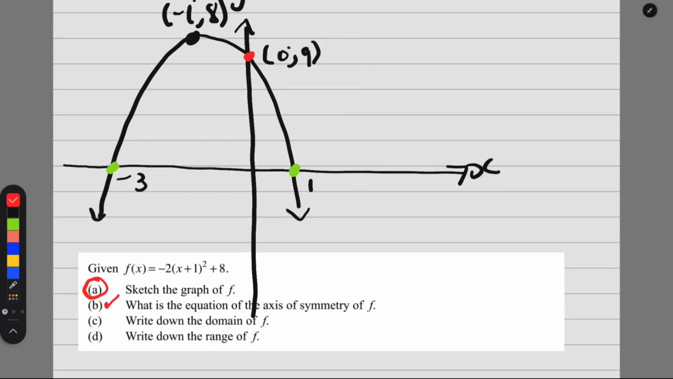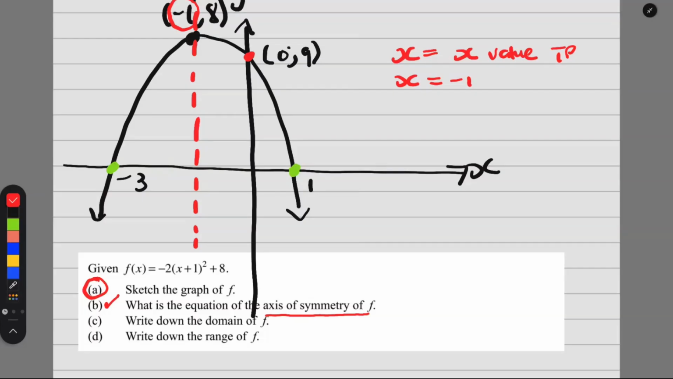Okay, we have answered this first question over here. Question B says, what is the equation of the axis of symmetry of f? So the axis of symmetry of a parabola is always x is equal to the x value of the turning point. So x is equal to, do you see this is the turning point? There is the x value. So the axis of symmetry is x is equal to negative 1. That's the axis of symmetry. And that line would actually cut the parabola in half. So that line would go like that if you had to draw the line in.